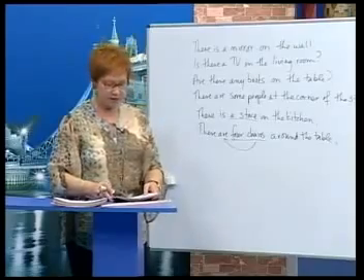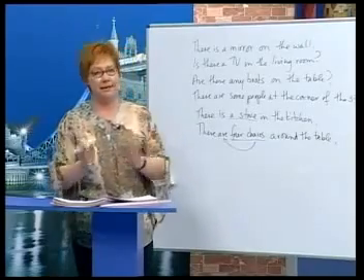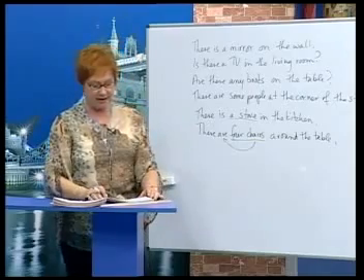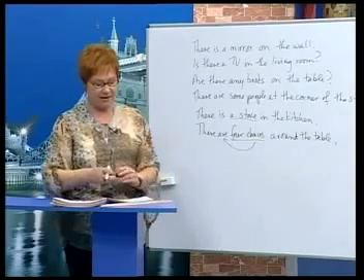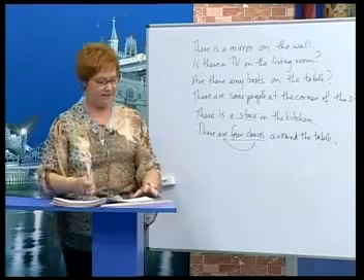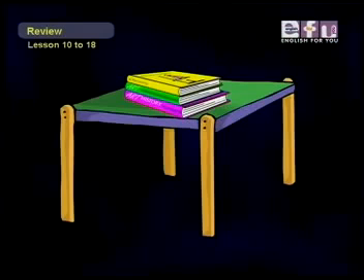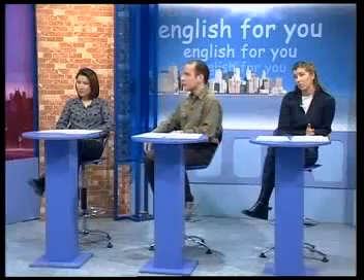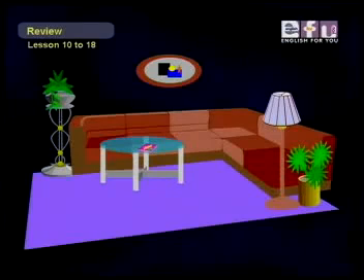Now, I also want you to remember any and some. So let's look at my picture and answer my questions about it. And let's start with Ali. Are there any books on the table, Ali? Yes, there are 3 books on the table. Okay. Now, you ask Susan. Susan, is there a sofa in the living room? Yes, there is a sofa in the living room.